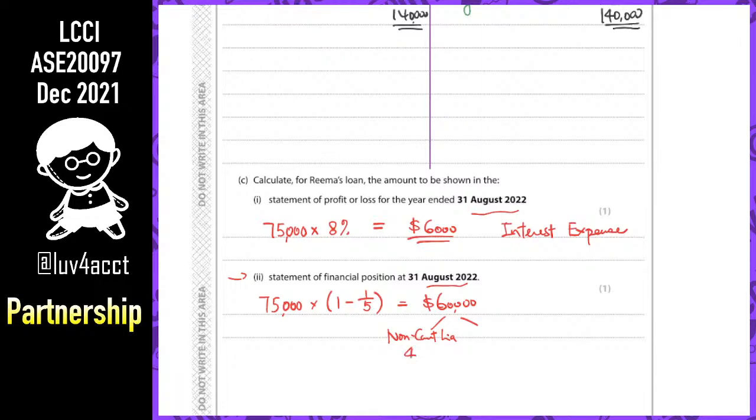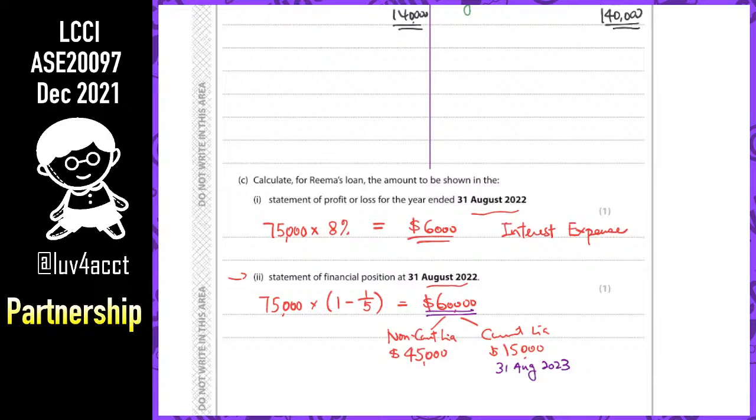Okay, 45,000, and then current liability we have 15,000. It should be asked like this instead. Anyway, the answer provided by LCCI is like this, 60,000, just it. But then I have to tell you, because this part should be repaid on the 31st of August, year 2023, that's why in our current statement of financial position, it should be current.